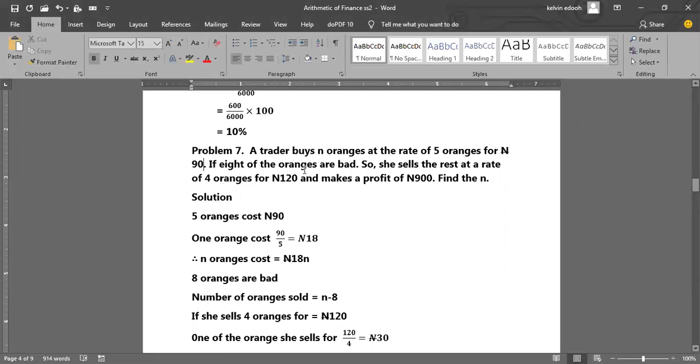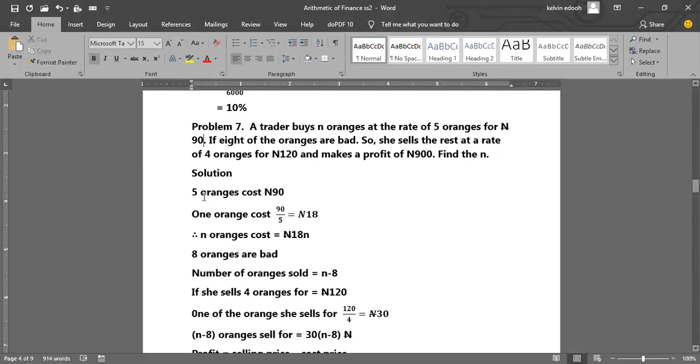So if 8 of the oranges are bad, we are told that she sells the rest at a rate of 4 oranges for 120 naira and makes a profit of 900. We're asked to find n, which is the total number of oranges she bought. A trader buys n oranges at a rate of 5 oranges for 90 naira. Good. So from there, I'll look at the solution.